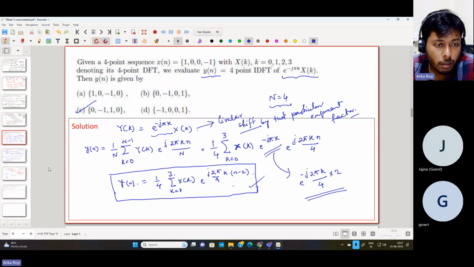Representation in the time domain. Given any particular sequence, if the DFT is multiplied with a complex exponent, we'll get the circular shift by an amount of n. So here the amount was 2.